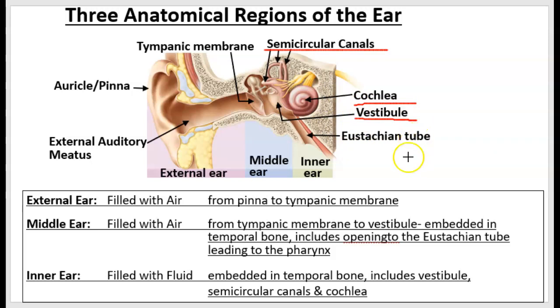Notice that both the vestibule and the cochlea have connections with nerve fibers. So the nerve that leads from the vestibule would be called the vestibular nerve, and the nerve that leads from the cochlea would be called the cochlear nerve. They eventually merge together to form cranial nerve number 8, which is called the vestibulocochlear nerve. And we'll talk about that again in a little bit.